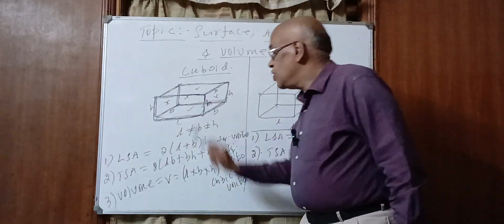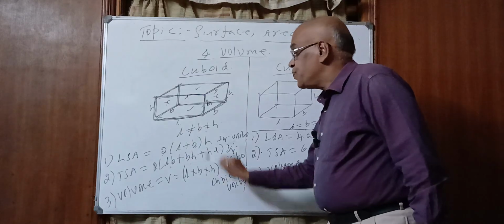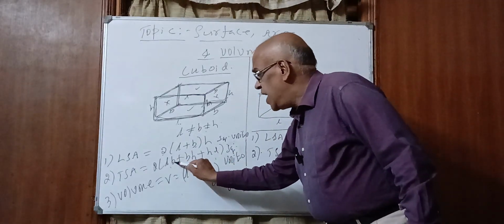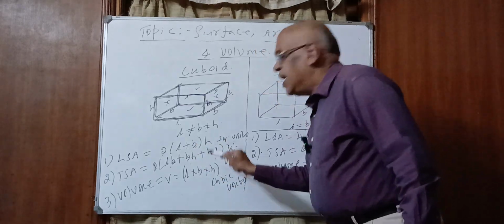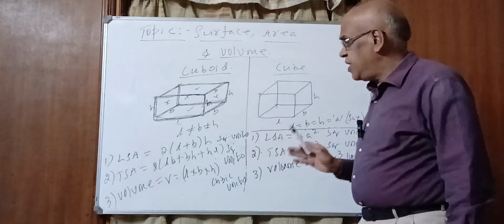Come to the TSA of the cuboid. 2 into (LB plus BH plus HL). Write like this only, no confusion. LB ends with B, so the next starts with B, H. It should end with HL. LB plus BH plus HL. You can close your eyes and quickly tell the formula.